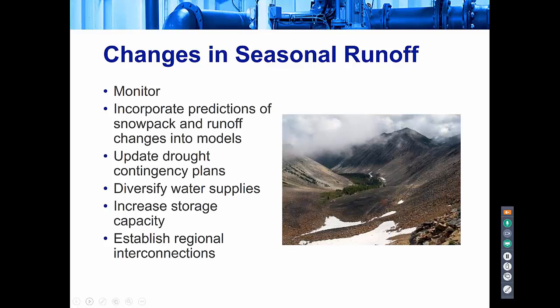Develop water quality models and incorporate predictions of snowpack and runoff changes in these models. Update drought contingency plans to identify triggers that would result in demand management activities. And then diversify water supplies as best as you can. So maybe think about using recycled water or desalination or stormwater capture for particular usages. And then again, establish regional interconnections. We can't do this alone, and relying on your neighbors is very important.